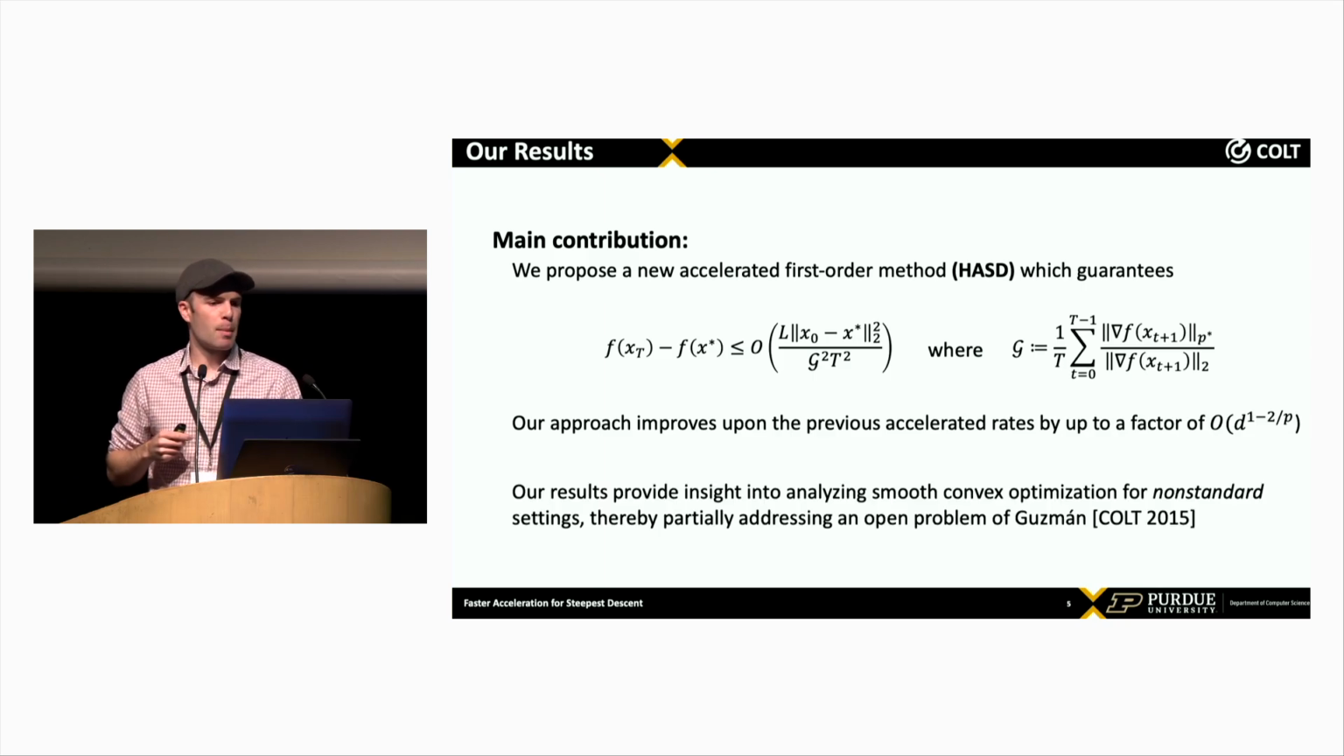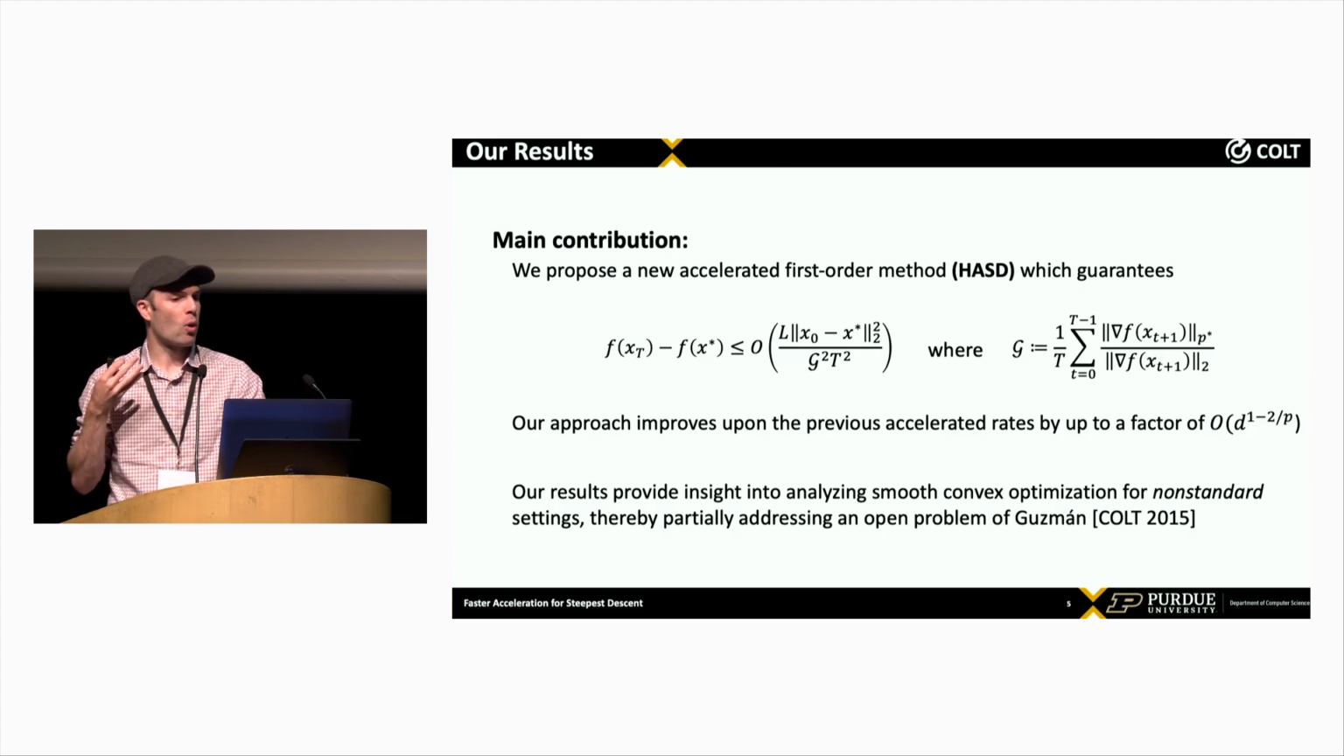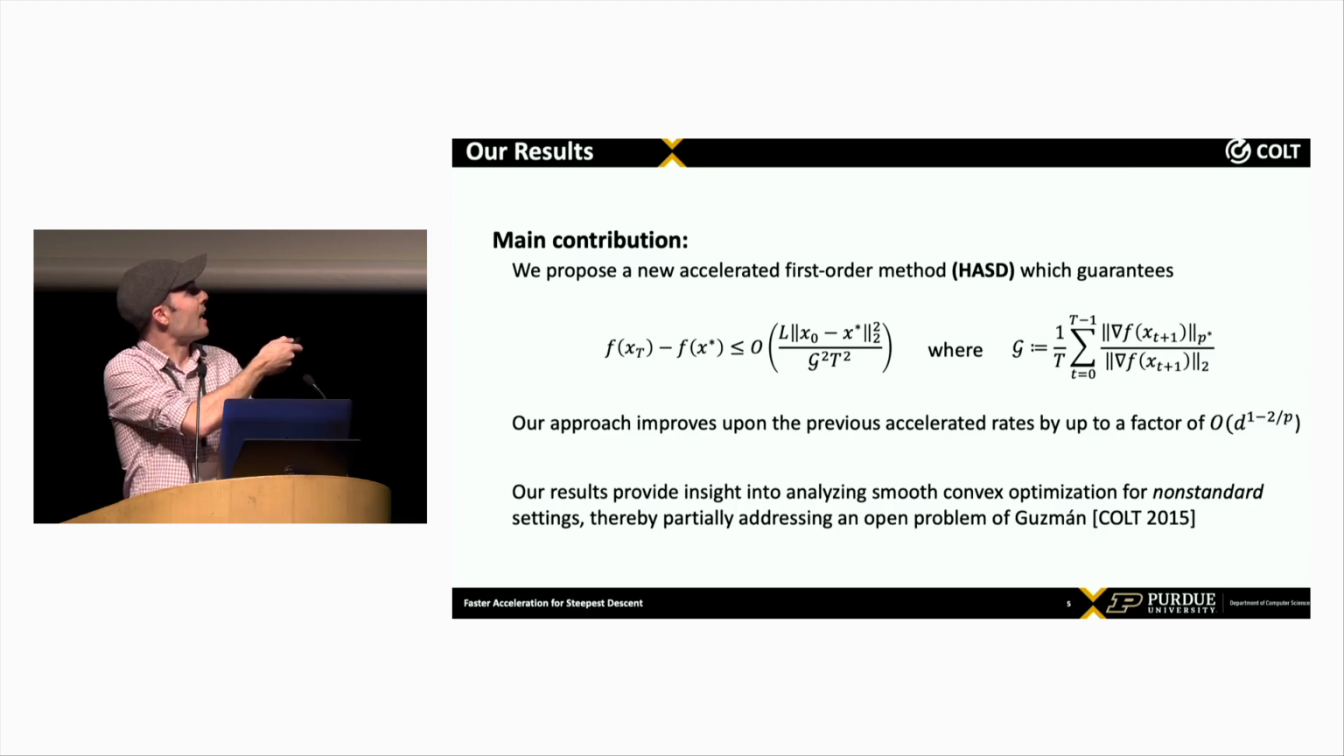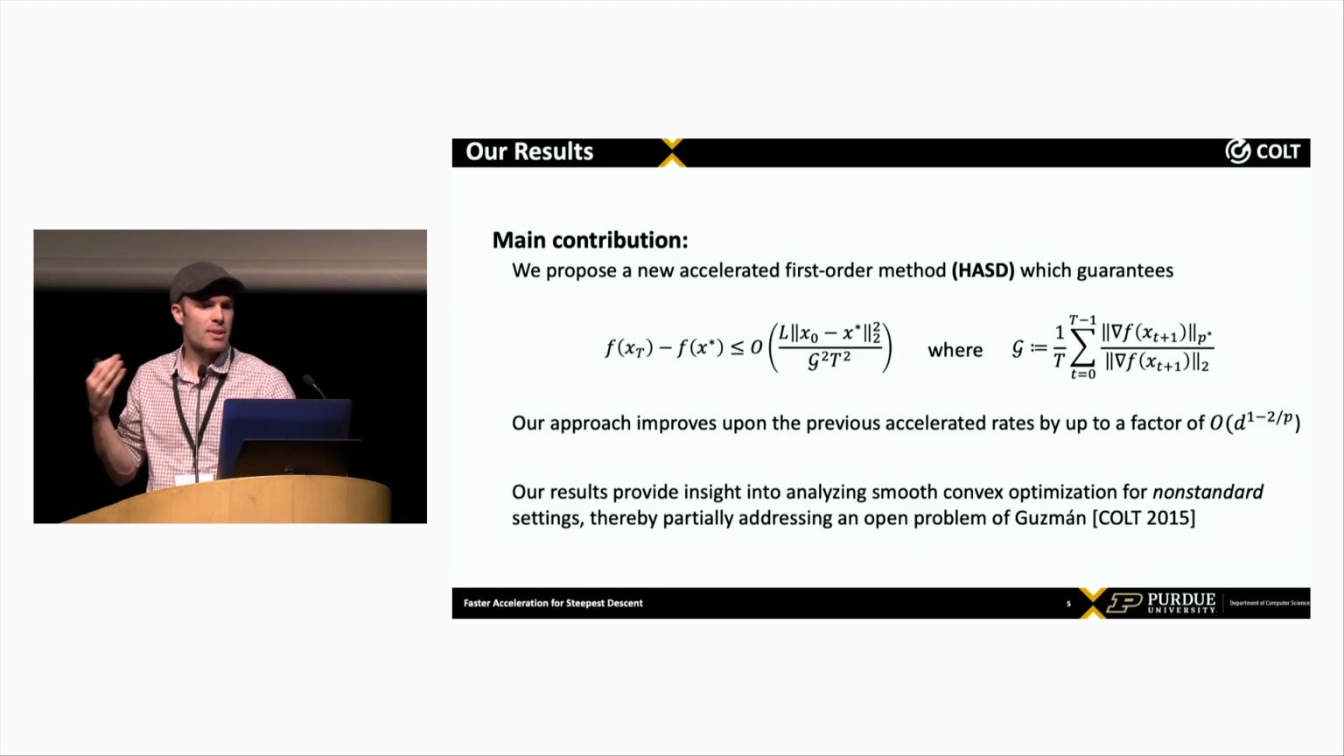Another way to think about this type of result is that it provides some additional insight into analyzing smooth convex optimization for non-standard settings. That is, settings where the norm in which we measure the smoothness doesn't match the norm of the body over which we're optimizing. So in this case, we're considering LP smoothness with a geometry dependence in an L2 norm. And interestingly, this partially addresses an open problem of Guzman from COLT 2015.